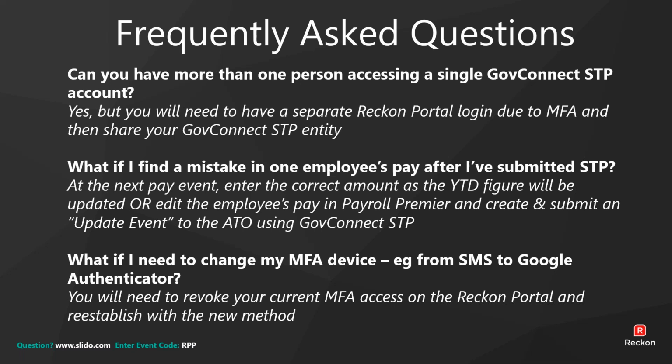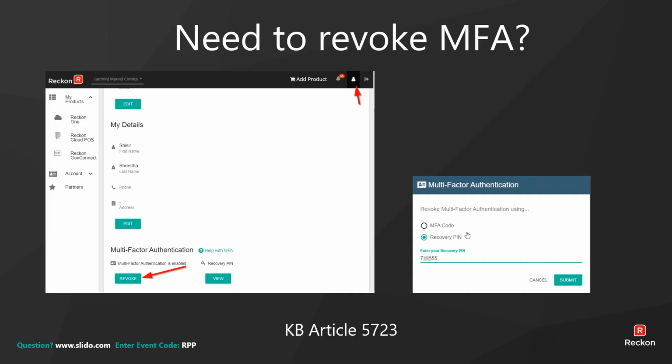So how do I go about doing that? When I'm in the portal, up in the top right-hand corner next to the exit button, we've got a little person. Click on that, and that's your profile button. Scroll all the way down the bottom, and you'll see multi-factor authentication.